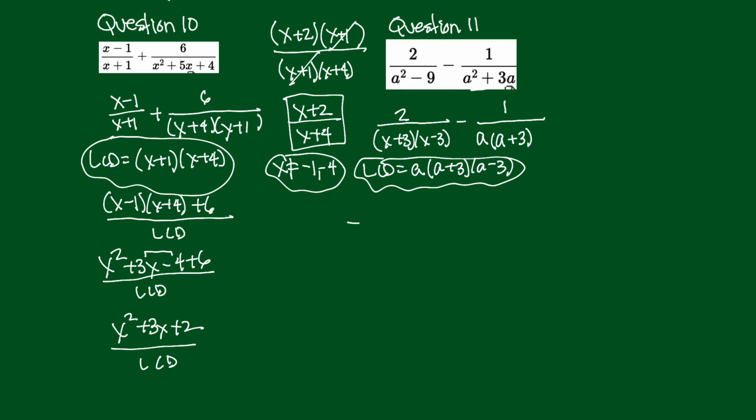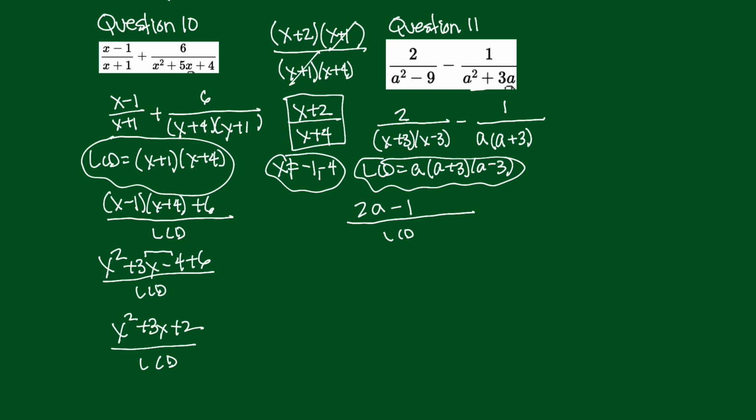So now draw the fraction bar and write LCD. And now let's make adjustments if necessary. So does the 2 need to be adjusted? Well, compare the original denominator to the new one. Now, x plus 3, x minus 3 is here. What's missing is the a. So the denominator's been multiplied by a. So to keep it balanced, let's multiply the numerator by a. So we'll get 2a. Whatever's missing, that's our adjustment factor. Then I get a minus 1.